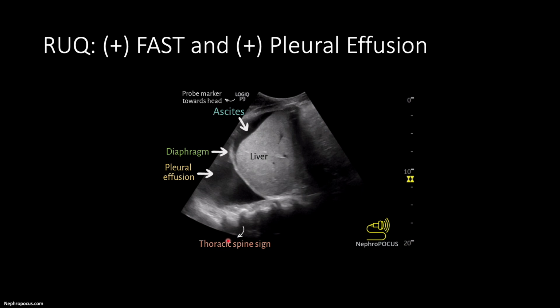Versus here, we have a positive right upper quadrant FAST with a positive pleural effusion. So here is our abdominal fluid. This is a patient that has severe ascites and hepatohydrothorax. And then in this patient, we can see that there's a collection of anechoic fluid here that does not generate that mirror artifact of the liver. And furthermore, we see the thoracic spine continuing above the diaphragm, and this is called the thoracic spine sign. So these are both indications that there is a positive pleural effusion in the right hemithorax.